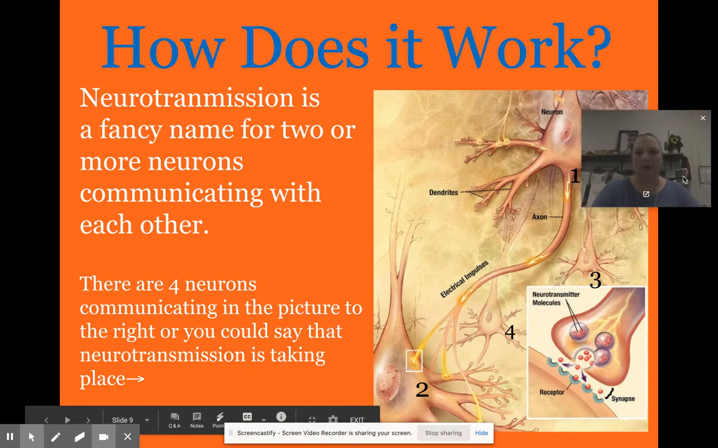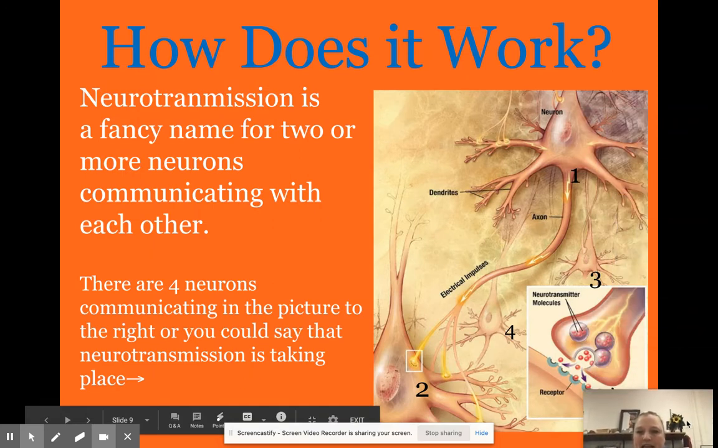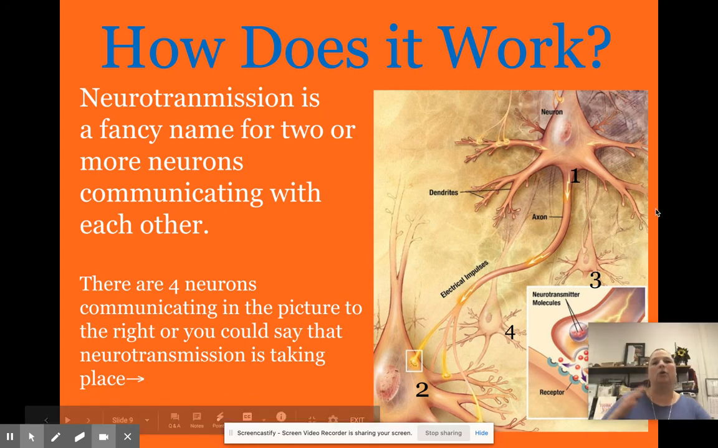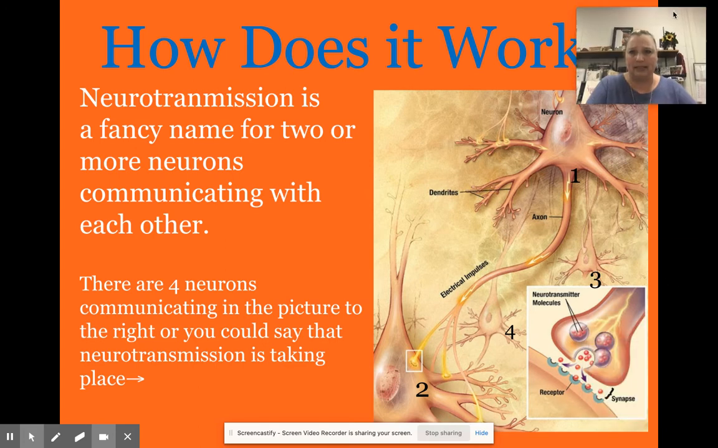So how does it work? All right, so first of all, neurotransmission is a fancy name for two or more neurons that are communicating with each other. So for example, in this picture over here, there are 4 neurons that communicate. Some are larger than others, some are smaller, and you'll see how it's taking place.